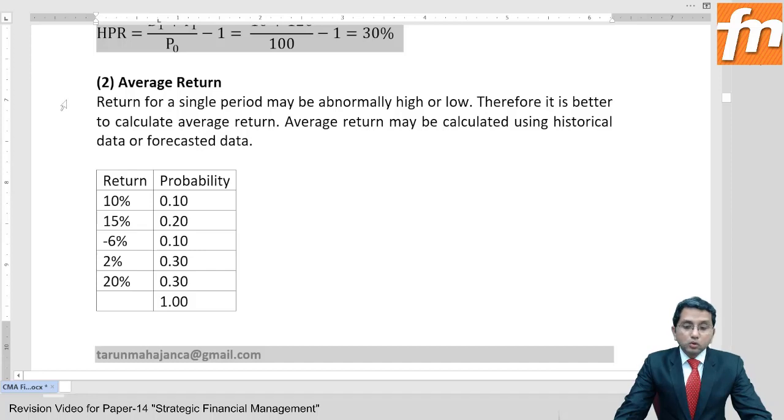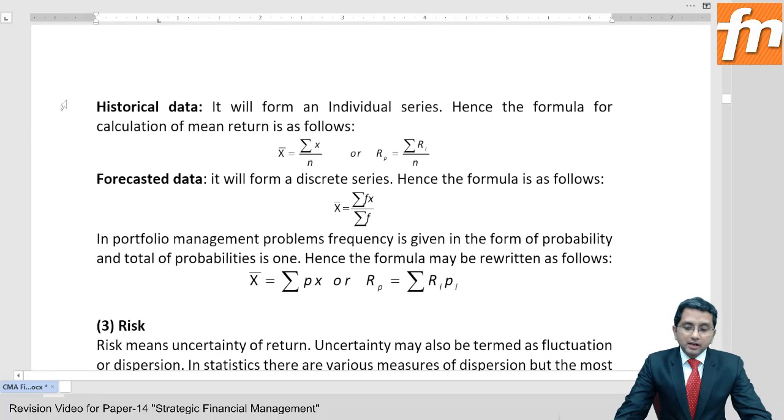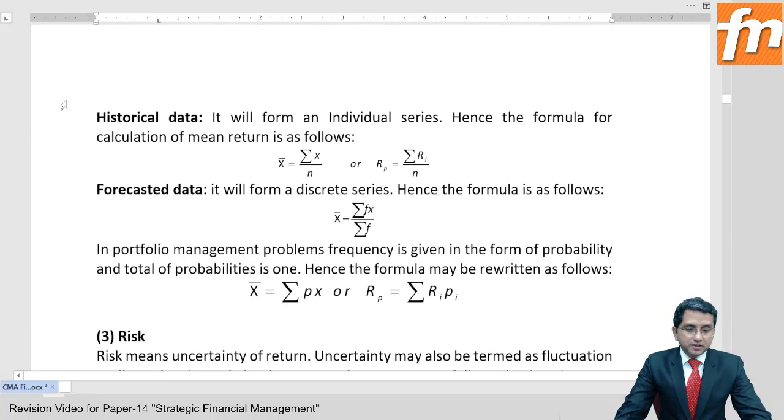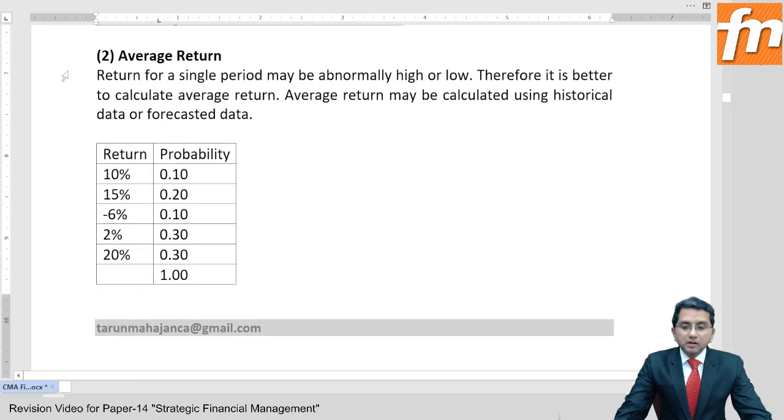So look here, there are two ways. Either you are using the forecasted data or you are using the historical data. There may be two such situations, right? The return for a single period may be abnormally high or low. Therefore, it is better to calculate the average return. Average return may be calculated either using the historical data or using the forecasted data.